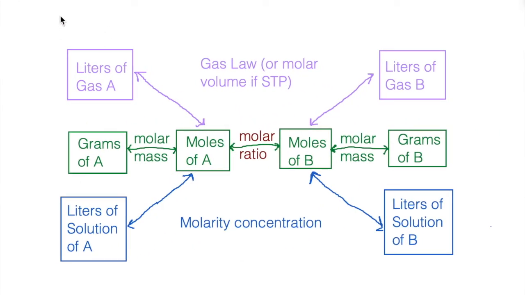So as we're starting this stoichiometry using gases, I wanted to go over a roadmap that we've seen before. This first line going across in green, we first started talking about grams going to moles. Moles of A is related to moles of B by the molar ratio, which is the coefficients of the balanced equation. So those balanced equations are balanced in terms of moles.